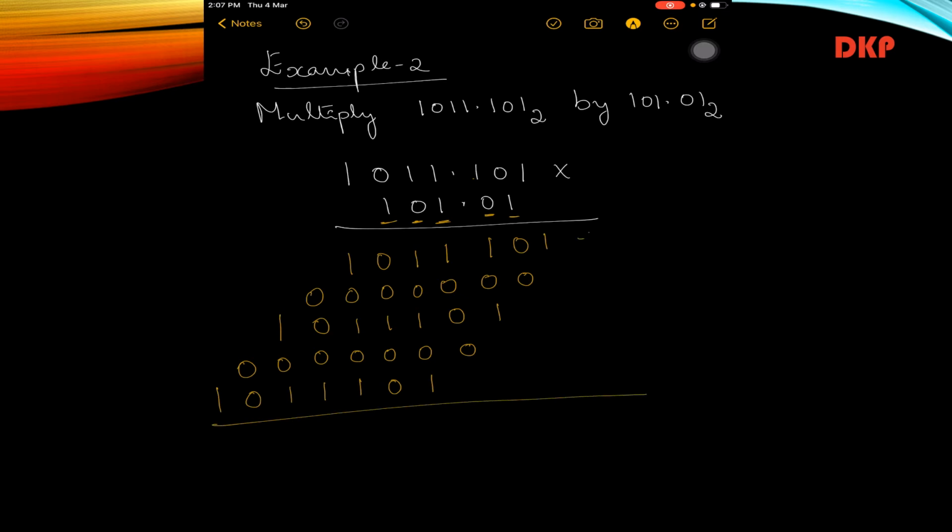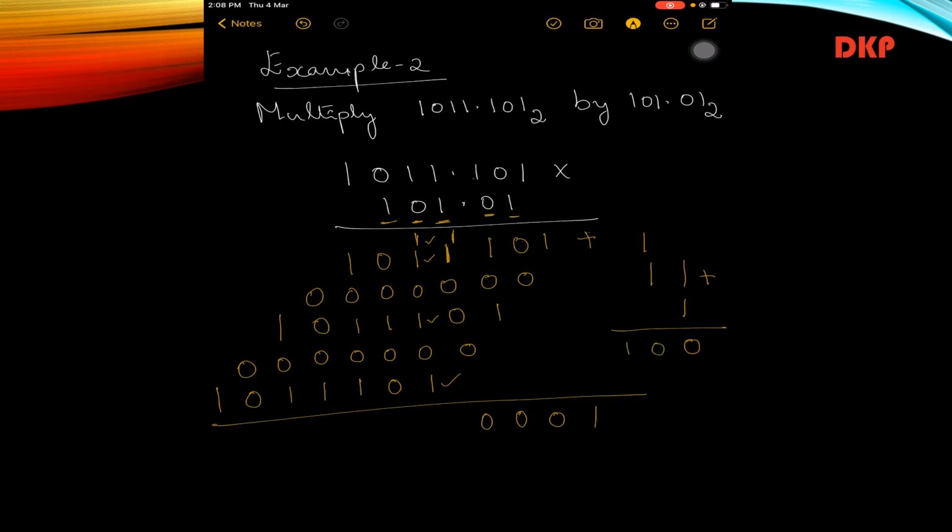Now you have to add all these bits. So 1, 0 plus 0 is 0, 1 plus 1 is 0 with 1 carry. Now this 1 plus this 1, 1 plus 1 is again 0 with 1 carry. Here you have 1 plus 1 plus 1, that is 1 plus 1 carry plus 1 more 1. So what is that? 1 plus 1 is 0 with 1 carry. So 1 plus 1 is 0 with 1 carry.